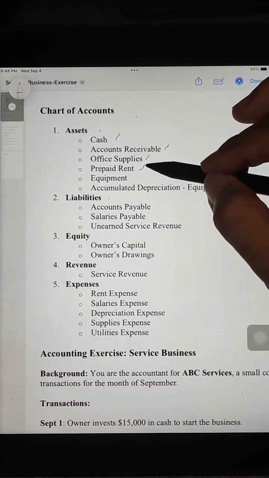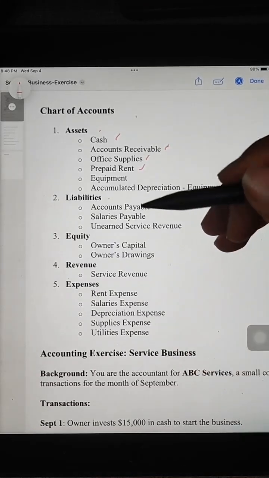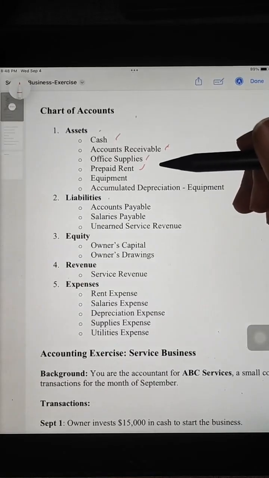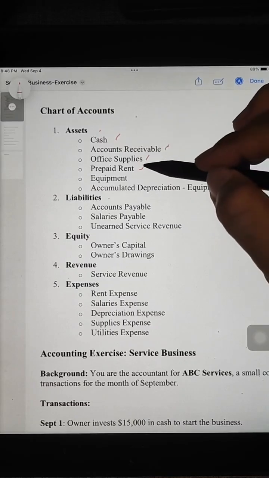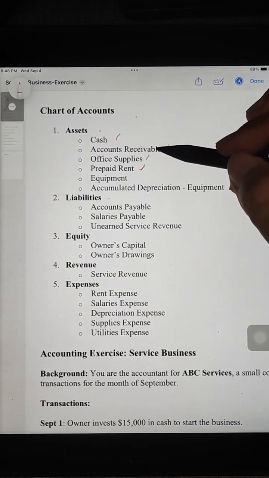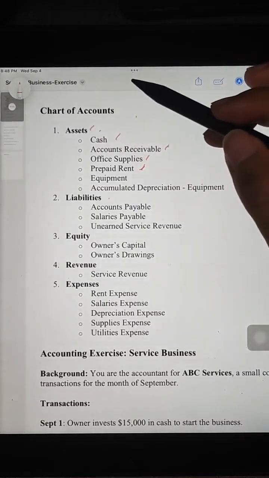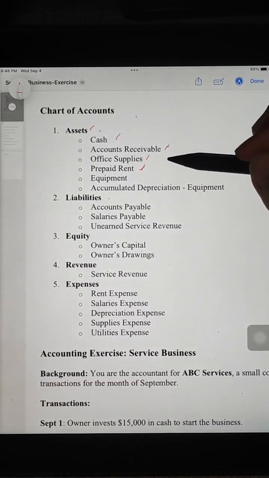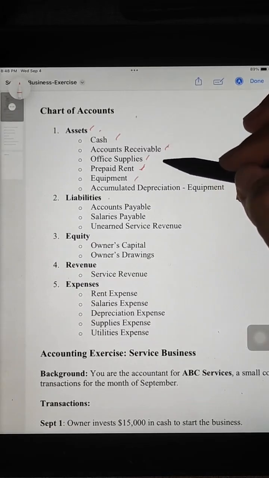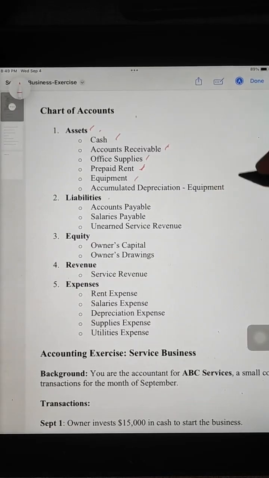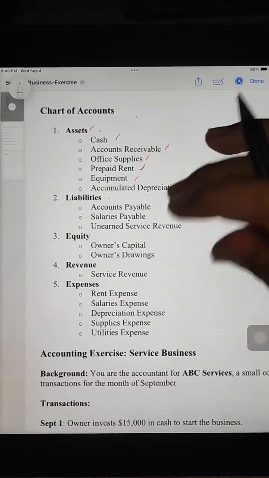This is an asset. So if we pay rent in advance or a deposit, then we can just record it as prepaid rent. That is still an asset and not an expense since we haven't used it yet. Then we have equipment. Well, self-explanatory. We'll just skip this one for now because we will be discussing it when we get to adjusting entries.